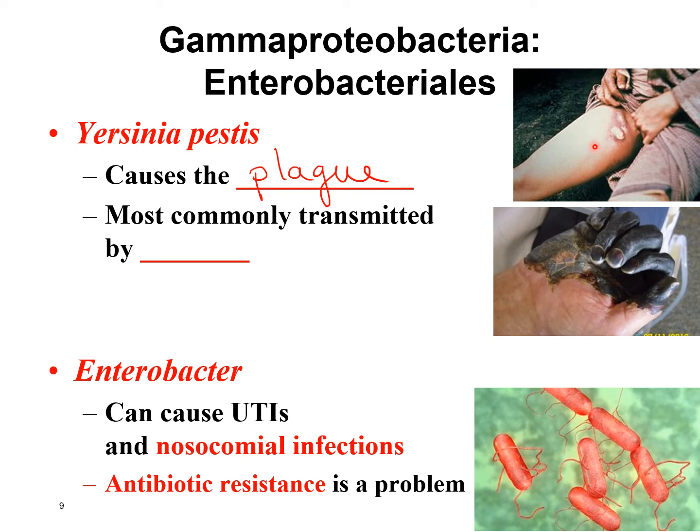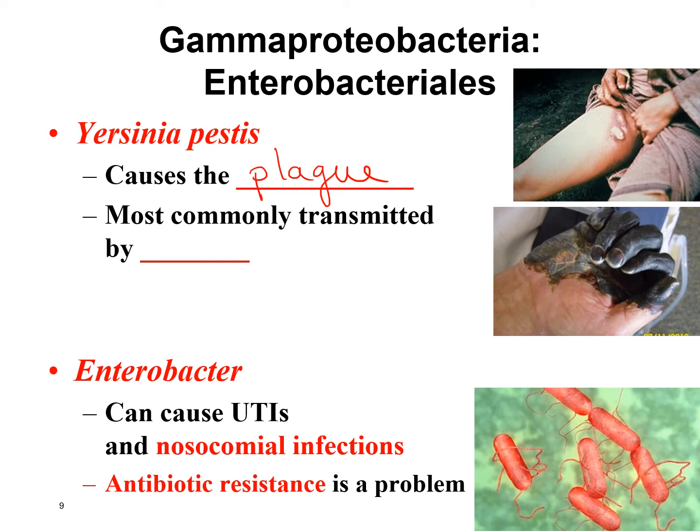Another thing that this bacteria does is it also causes the lymph nodes to become very enlarged. So you can see this inguinal lymph node is huge. And those large lymph nodes are called buboes. And so one of the forms of the plague is called the bubonic plague. So it's referring to those enlarged lymph nodes.